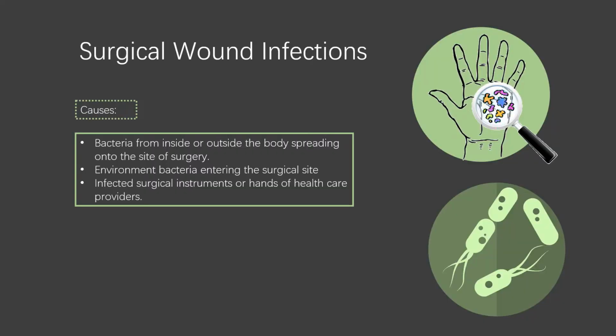So, what are surgical wound infections and how are they caused? Well, any surgery that involves an incision in the skin is prone to a number of infections that may develop within a month after surgery, and this is caused in a number of ways, including inadequate hygiene, bacteria from inside or outside the body spreading onto the site of surgery, or the use of infected instruments.